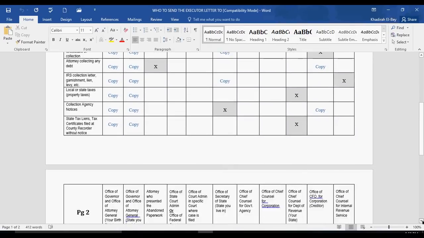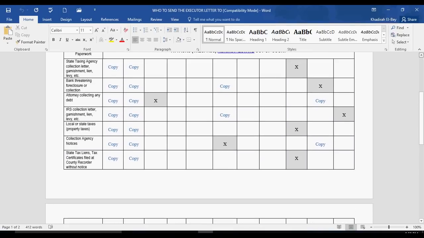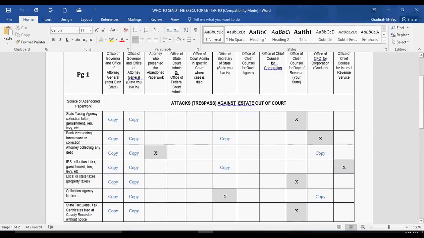All right, collection agency notices. That's once again the office of governor, office of the attorney general, birth state, as well as the state that you live in, as well as the chief counsel for the Department of Revenue.